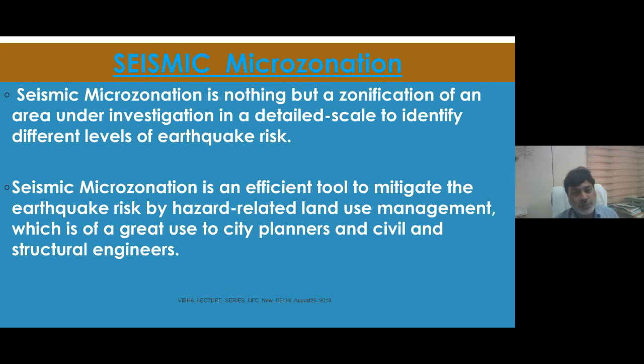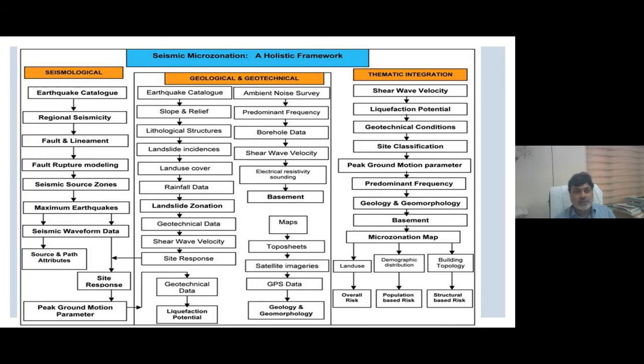This is the reason that it becomes an efficient tool to mitigate earthquake risk by hazard-related land use management, which is of great use to city planners and civil and structural engineers. And the demand for seismologists has become very, very high. But seismic microzonation requires integrated tools. We have to know the seismological parameters, which are given in the column: earthquake catalogs, regional seismicity, fault lineaments, rupture modeling. Everything we have to go for this.